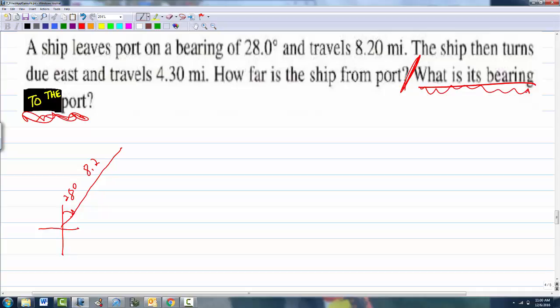Then the ship turns and goes due east. So what kind of line do I have to draw from here? Don't say straight, don't say red. Horizontal. And it only goes 4.3. So relative to the question, I just want to make it like that. I don't want to make it longer than that.